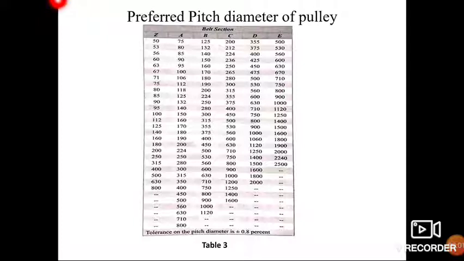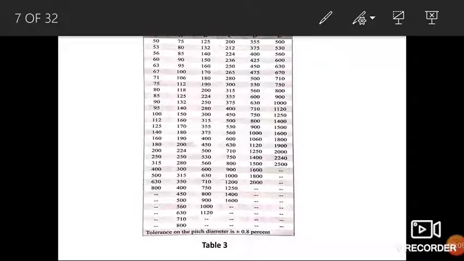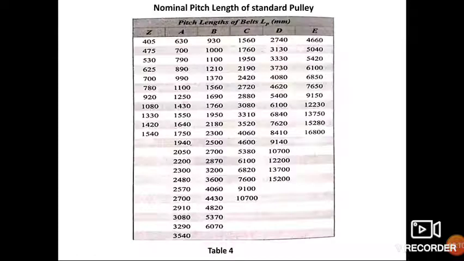You have to take the standard value from the design data book, okay, through these tables. Okay, the next thing is length. Pitch length, the nominal pitch length of the standard pulley. So you will find out the length, and from that length you have to see a nominal pitch length or standard pitch length for that particular cross section.